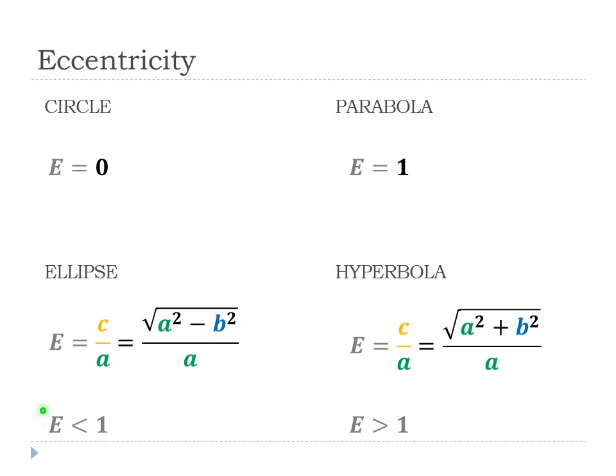So in the case of the ellipse, your results will always be a number between 0 and 1. It will never be 1, because if it's 1, then it's a parabola, okay? So be careful. Between 0 and 1. And in the case of the hyperbola, it will always be greater than 1. Once again, it can't be 1, because if it were 1, it would be a parabola.